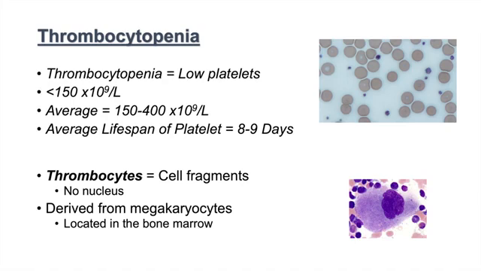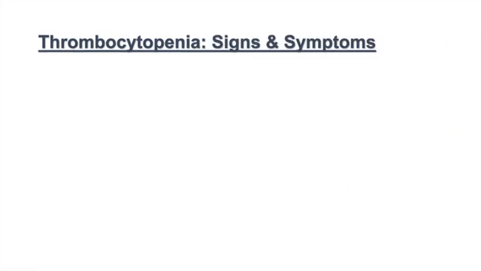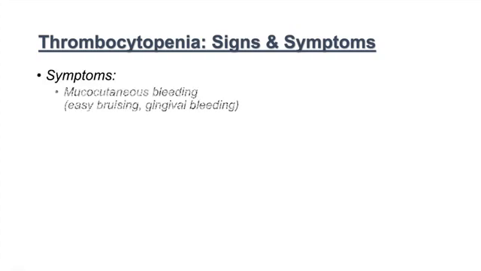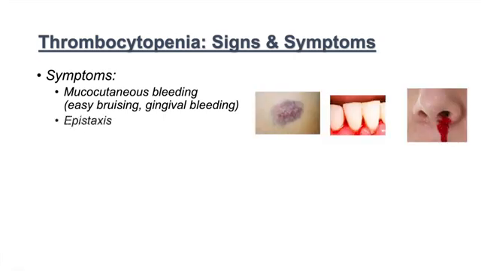And if we have low numbers of platelets, we can see particular signs and symptoms. Some of these include symptoms such as mucocutaneous bleeding. Patients with low numbers of platelets have a proclivity to bruise easily, and they can also get gingival bleeding, or bleeding of their gums in their mouth. They are also at risk for epistaxis, or nosebleeds. They also have an increased risk for perioperative bleeding.